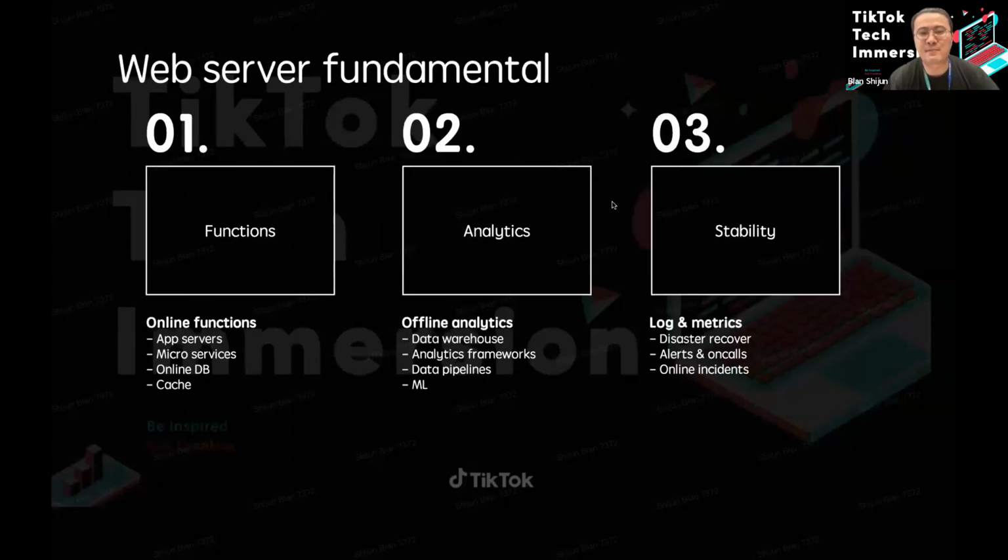This is based on my personal opinion and experience. For a web server, the first fundamental thing is the functions. You have app servers, different microservices, online DBs, and caches. They provide the basic functions. If you are building a cab-hailing app, you need a booking system, a driver system, and a payment system. For e-commerce, you have a catalog system, vouchers, payment, and user accounts.